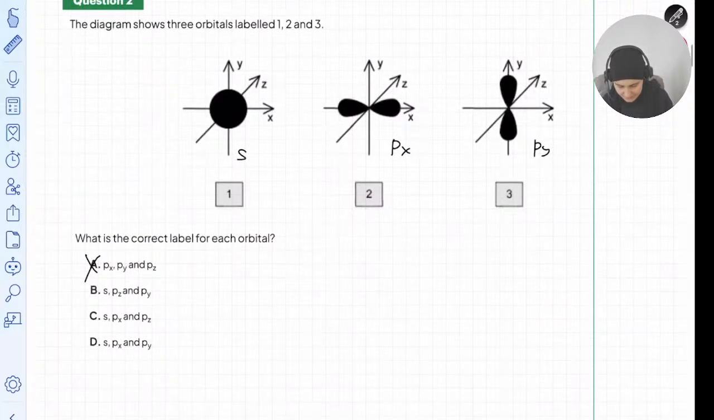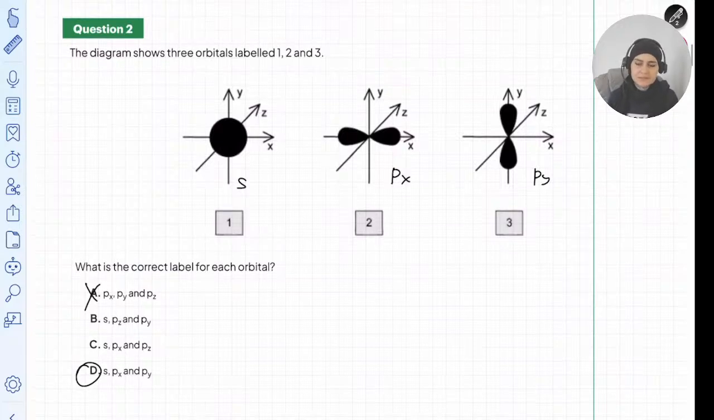So it is D, Px, Py. In this case, it doesn't really matter how you, obviously they already drew them out, but for an open response question, if you have a question that just asks you to draw the shape of the p orbital, you can just write it as a dumbbell shape no matter how you align it. The most important part is that the lobes are the same.